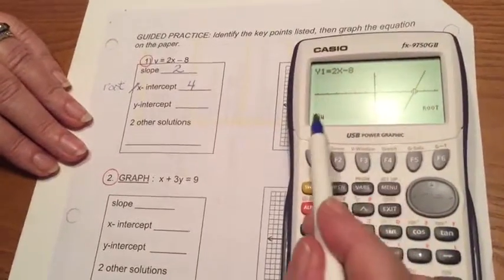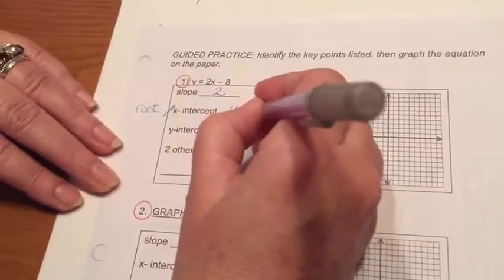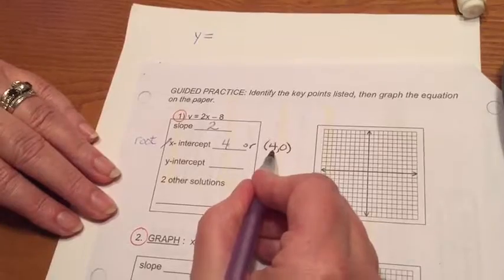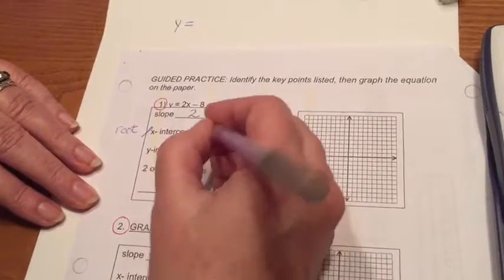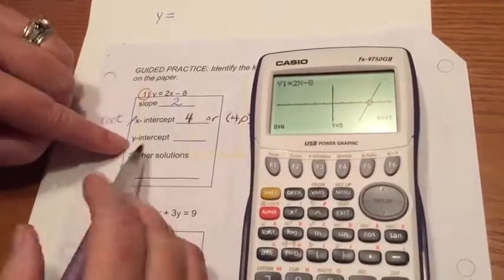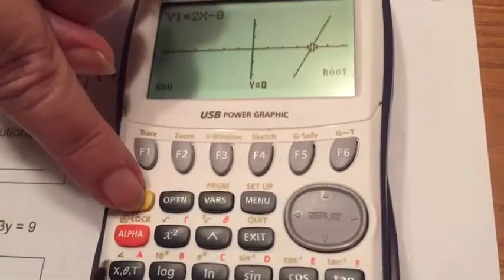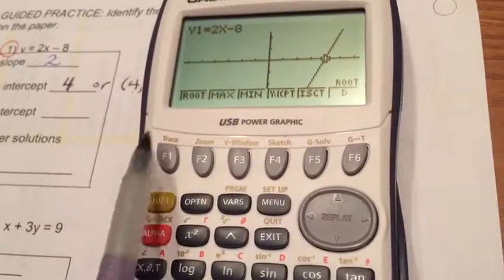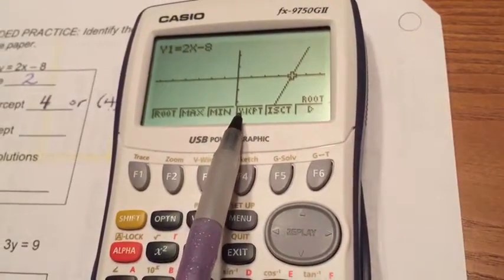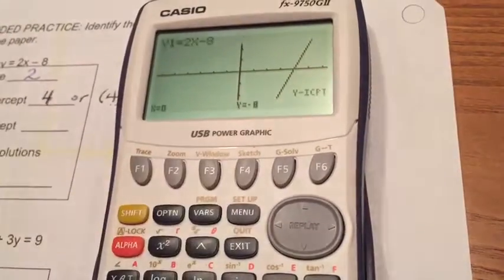If you want, you can use both the x and the y and write your answer using both the x coordinate and the y coordinate. But you're allowed just to put the 4 if you want. So we found the x coordinate. Now I'm going to look for the y-intercept. So I'm going to go back to this magic button. I love this. G-solve. Shift G-solve. And here I read my choices. The fourth choice has Y-ICPT, which is short for intercept. And that's above the F4 button. So I'll push the F4.